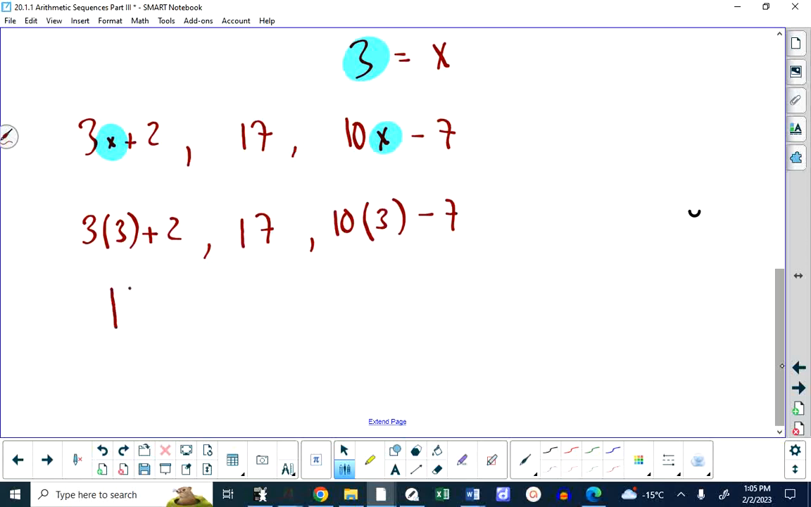Let's see, this is 11. This is 17. Without looking any further, I can see if I did it right, my common difference is 6. 11 to 17 is 6. 17 plus 6 is 23. I'd better get 23 here. And I do. 3 times 10 is 30. 30 minus 7 is 23. So we've solved the problem. X is 3. Those are the first 3 terms. The common difference is 6. And that's how you would do that question that you asked about that's in the extra practice in your handout.